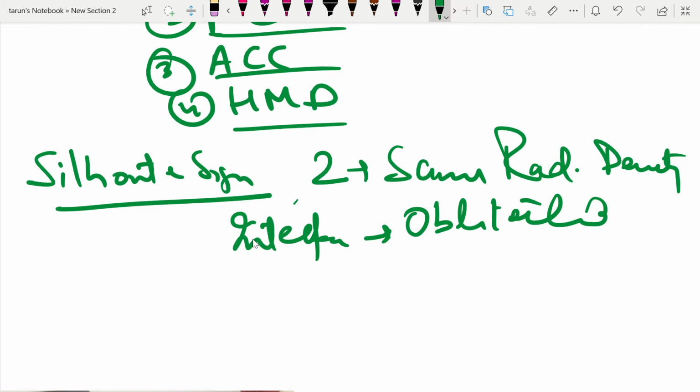For example, the right heart border is obliterated by the right middle lobe lesion in consolidation or collapse, and the left heart border is obliterated by the lesion in the lingual lobe. So the right heart border is obliterated by the right middle lobe, and the left heart border by the lingual lobe of the left lung. So this is Silhouette sign. When two structures of the same radiological density are in the same plane, the interface between the two is obliterated, and the lack of interface is known as Silhouette sign.